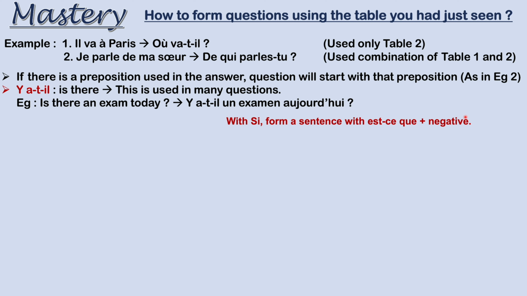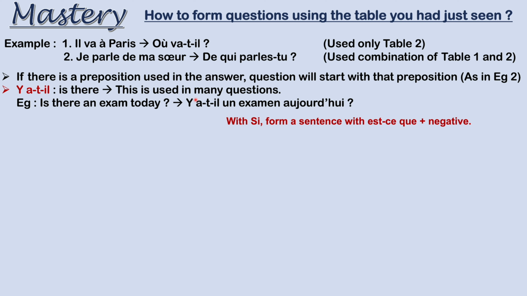In your exam, you might get questions in which si is used. I'm going to tell you what si is, but before that, you should know this rule: with si, you have to form a question with est-ce que plus the negative. It means the sentence has to be in the negative tone. It should not be in the affirmative tone. It should be in the negative tone with est-ce que. That means we have to use the second method of question formation.